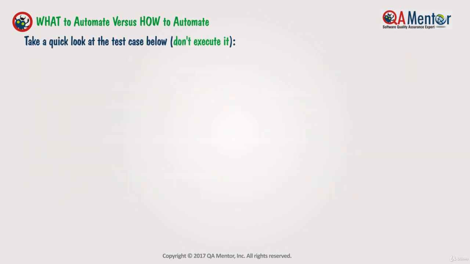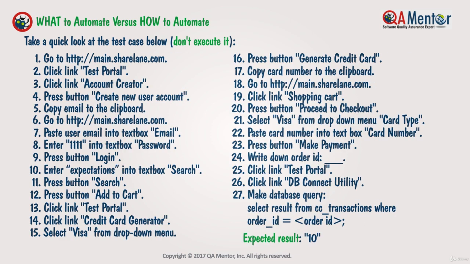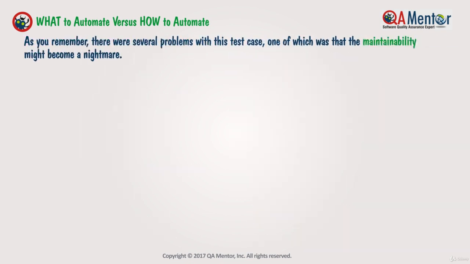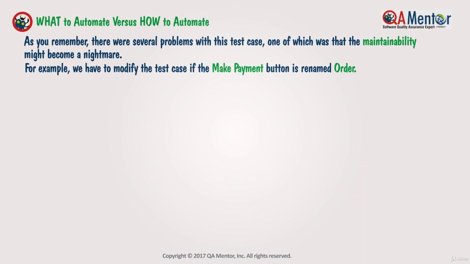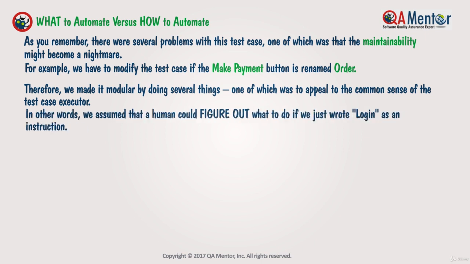Take a quick look at the test case below. Don't execute it. As you remember, there were several problems with the test case, one of which was that the maintainability might become a nightmare. For example, we have to modify the test case if the Make Payment button is renamed Order. Therefore, we made it modular by doing several things, one of which was to appeal to the common sense of the test case executor. In other words, we assumed that a human could figure out what to do if we just wrote login as an instruction.